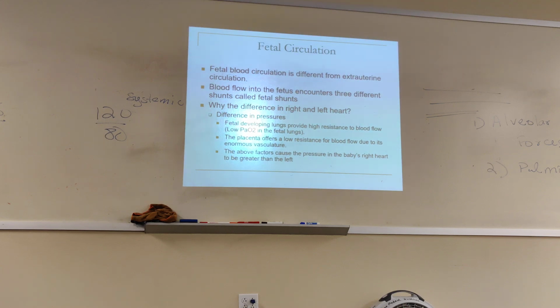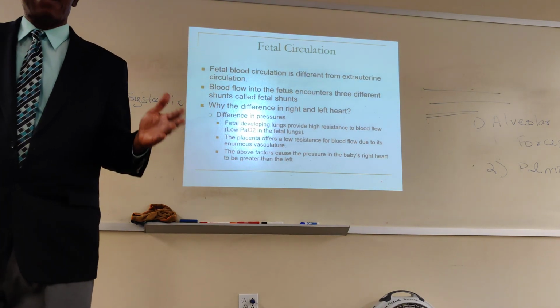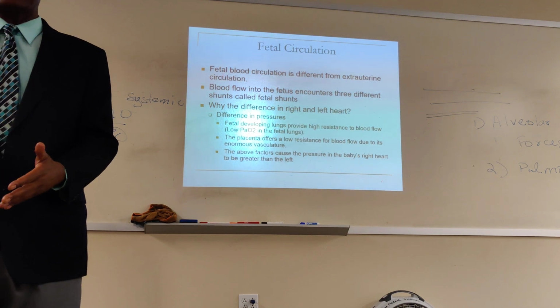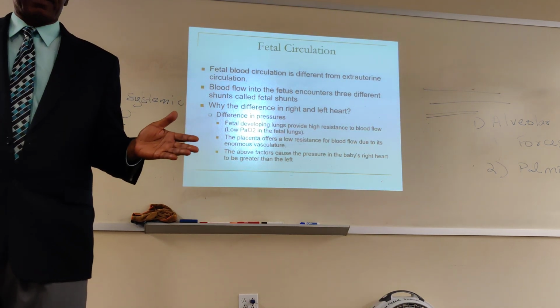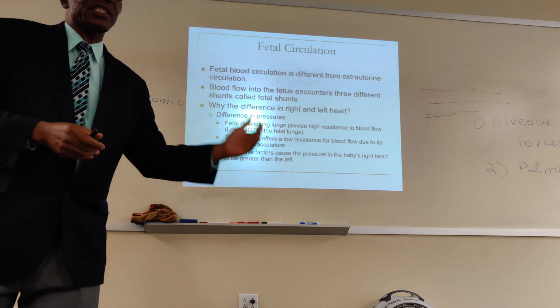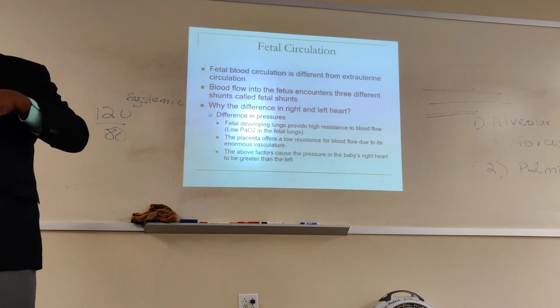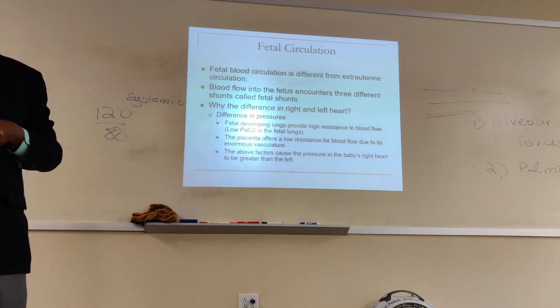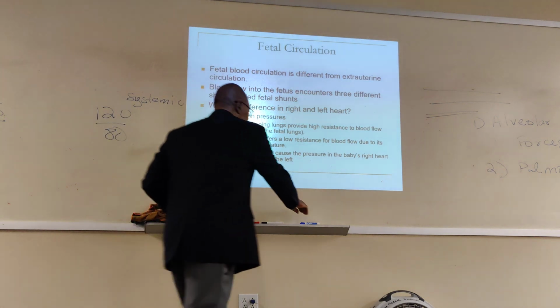The next thing is that the placenta offers low resistance to blood flow. Now, the placenta is a very big organ. You know, that's what we call the afterbirth, right? After a woman delivers the baby, the woman also has to deliver the placenta, right? It's a very big organ with millions of blood vessels in it. So blood that is coming back from the baby to the placenta does not meet resistance because it's got this.